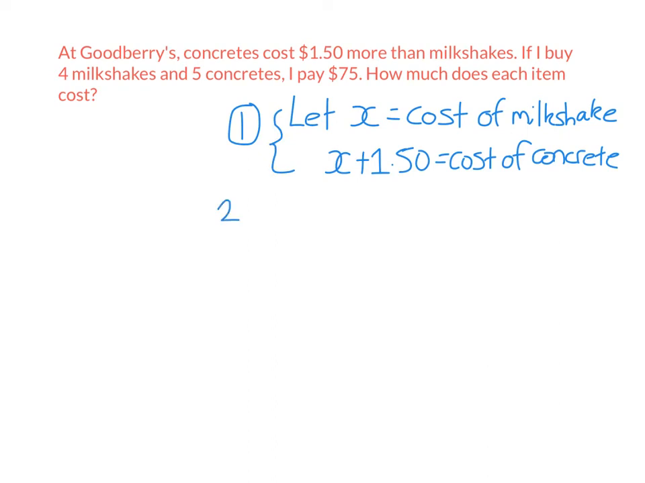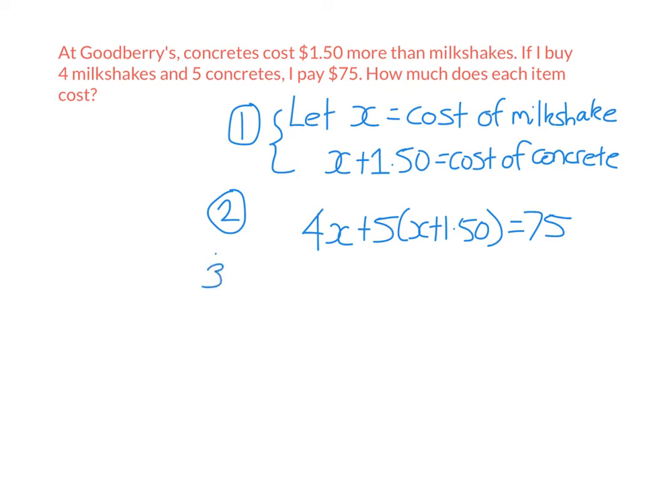So step 2, what I'm going to do is take this worded information and make it into an equation. I'm essentially going to rewrite all of this information using only numbers and mathematical symbols. So 4 milkshakes plus 5 concretes is equal to 75. This equation essentially says exactly the same as all those words there. So the final step is to solve like normal.